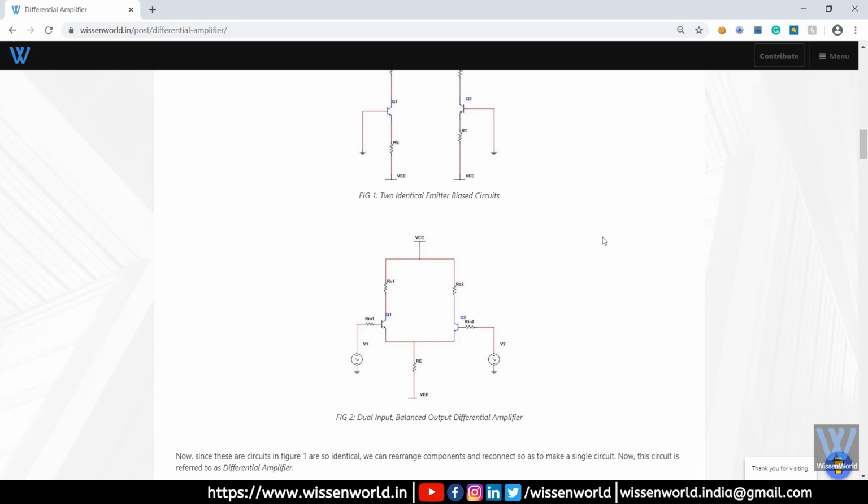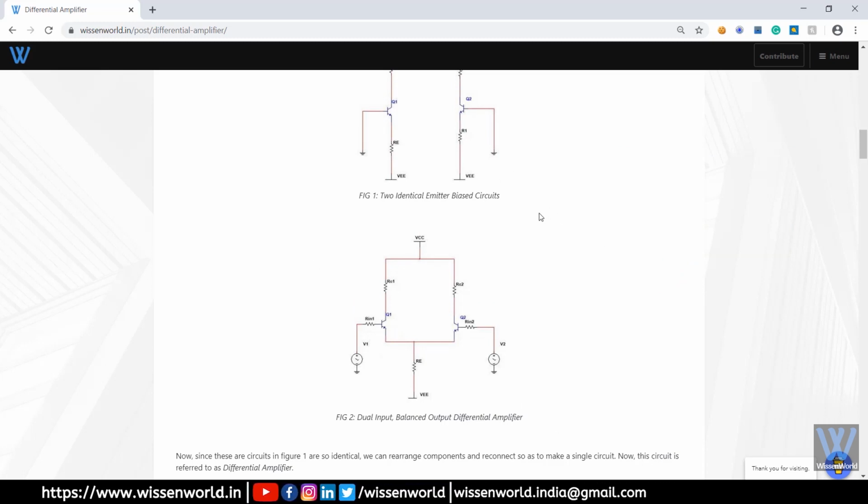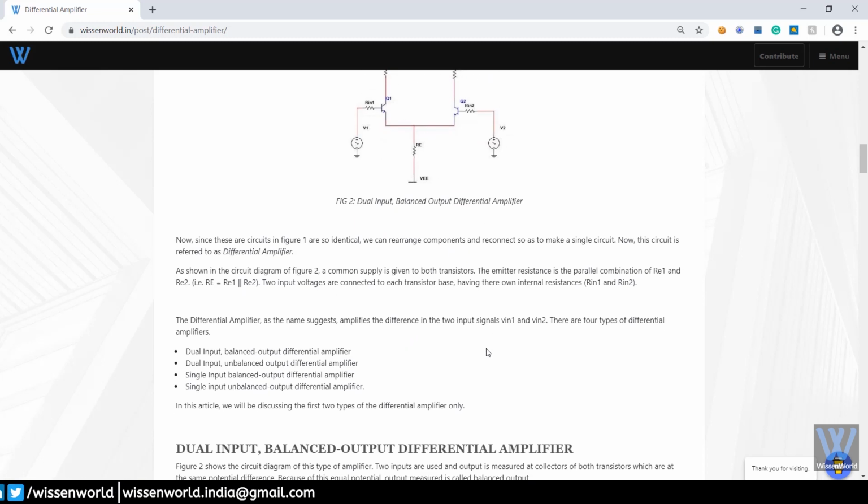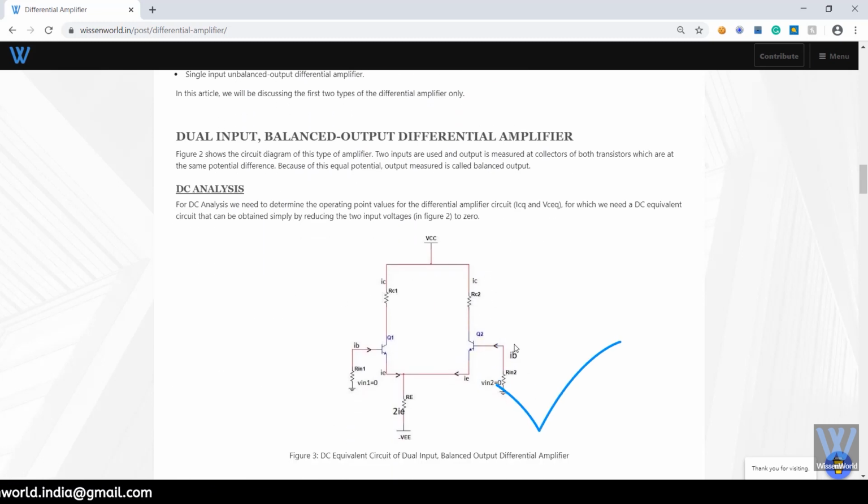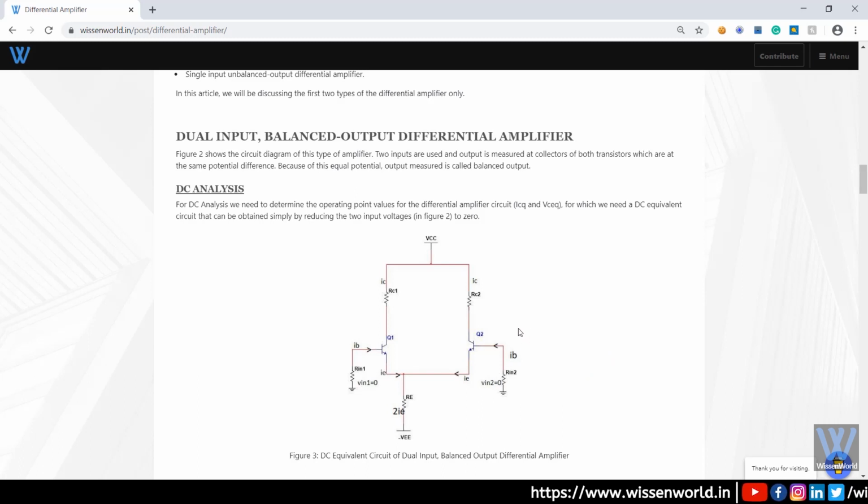So here in this circuit, for finding this Q point, we need a DC equivalent circuit with input voltages reduced to 0. So this is our DC equivalent circuit. Here you can see that input voltages are reduced to 0. Now we have to solve this circuit in order to find the Q point.